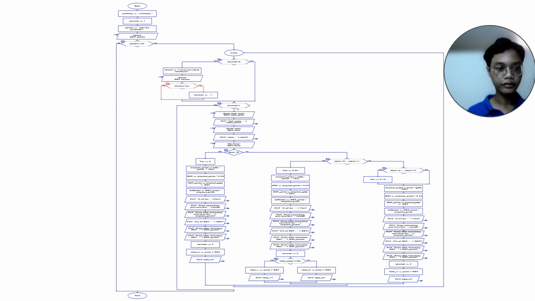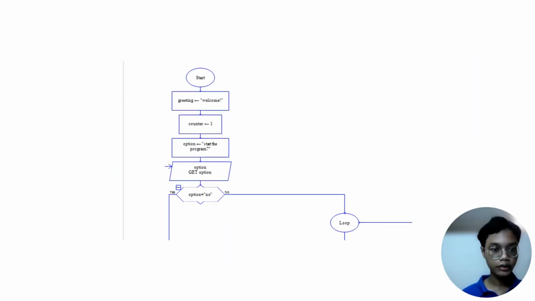Assalamualaikum, I'm Zarfan and I will be explaining the flowchart. To begin with, we will be given a greeting, welcome, and then the counter will be set to 1. Then we will be given an option whether to start the program. Then you must enter the option. If the option is no, it will immediately go to N. If the option is yes, however, it will go into the loop that will proceed the calculation.